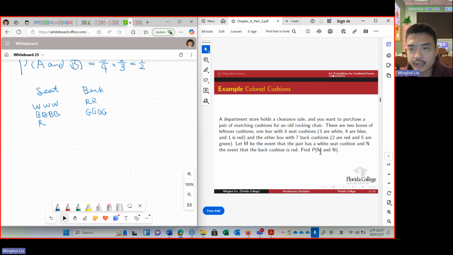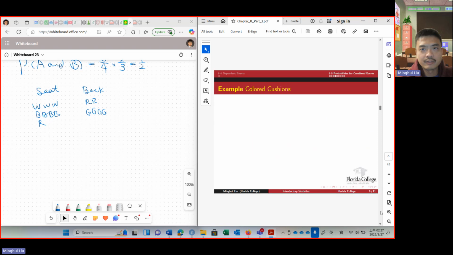Whatever color you choose for the seat cushion has nothing to do with whatever you choose from the back cushion. So in this case, P of M and N is simply equal to P of M times P of N. P of M is equal to 3/8 because of 3 white cushions out of 8 in total, and P of N is 2/7. So the final result is 3/28. Again, this comes from the independent events.